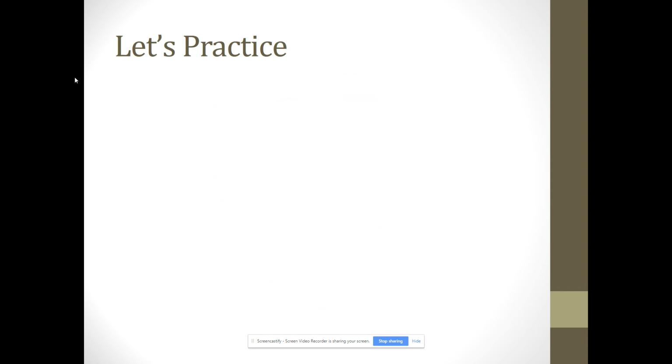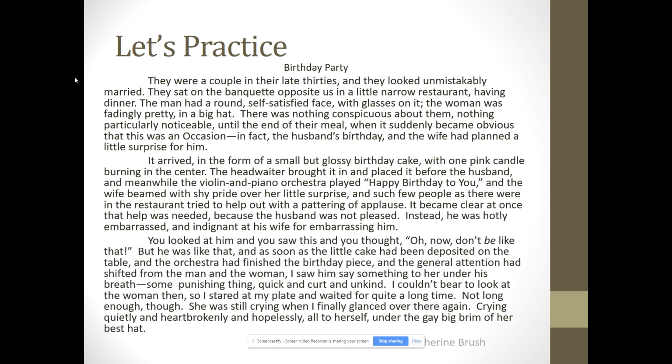Let's practice writing a thesis statement of our own. We will base our thesis statement off of this short prose piece, which is entitled Birthday Party by Catherine Brush.